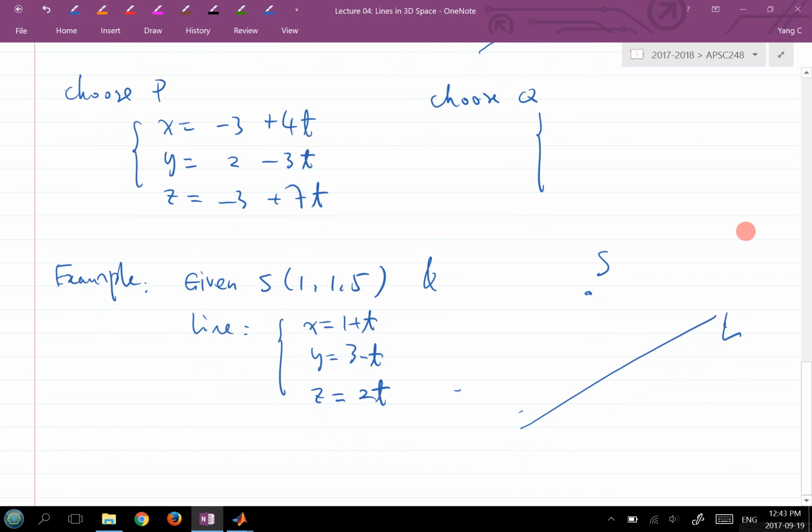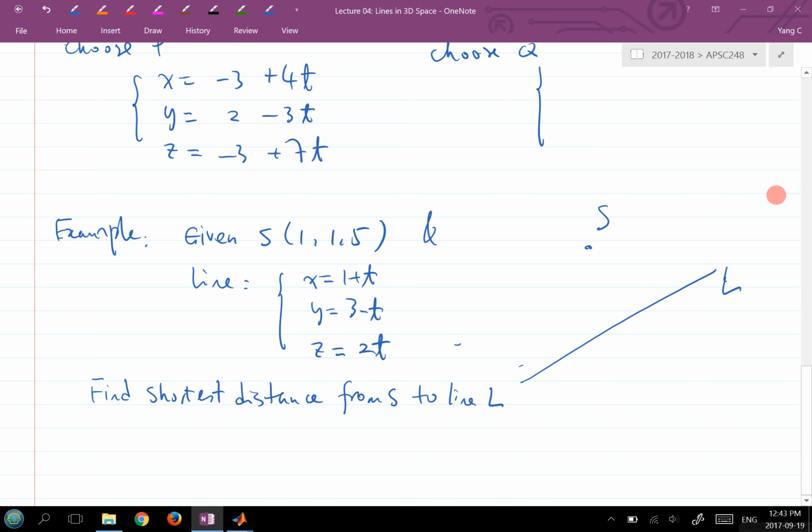So what do we need? We want to find the shortest distance from the point S to the line L. As a matter of fact, I think we had a similar question when we learned planes. We said find the shortest distance from a point to a plane, right? So this will be the shortest distance from the point S to L.